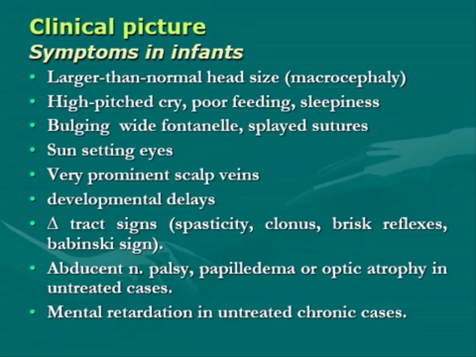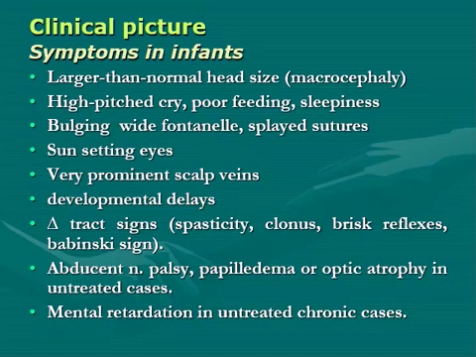There is a sun-setting appearance. Normally, the upper eyelid covers the upper 1/6 of the cornea, and the lower eyelid does not cover any part of the cornea. In a patient with hydrocephalus, due to compression of the center of gaze, the eye is displaced downward, so the upper eyelid does not cover any part of the cornea, and the lower eyelid covers part of the cornea. There are very prominent scalp veins due to stretching of the scalp.